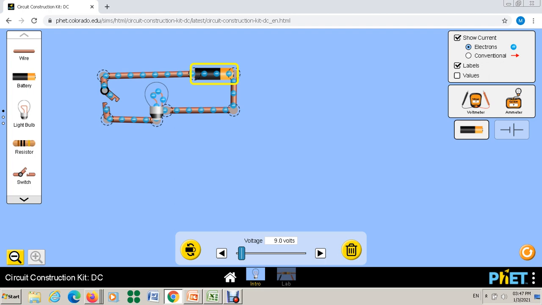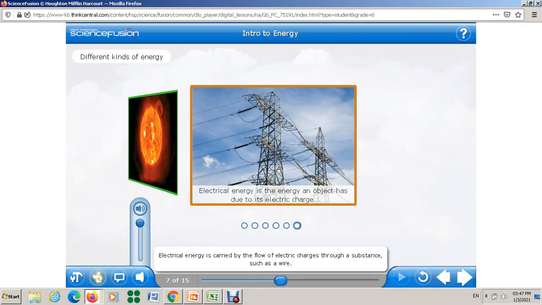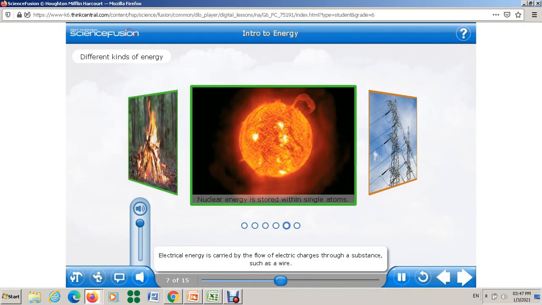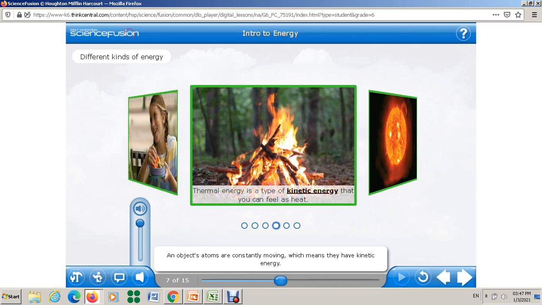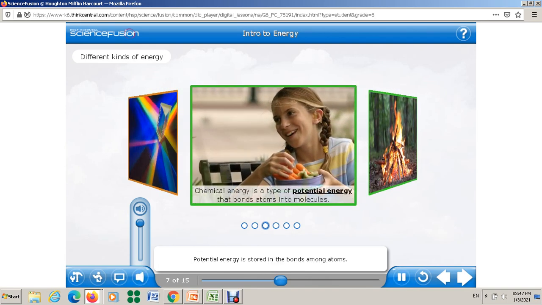So these are examples. I'm going to play this video. Listen carefully and write notes while you are watching. Potential energy is stored in the bonds among atoms. This potential energy is known as chemical energy. The energy is released when the bonds are broken. Can you think of a source of chemical energy that you use every day? It's food. Your body uses the chemical energy in food for all of its functions.